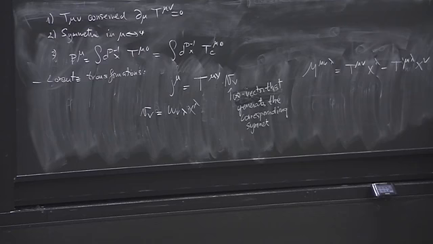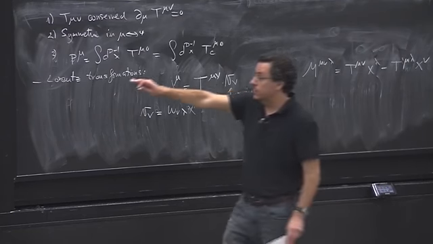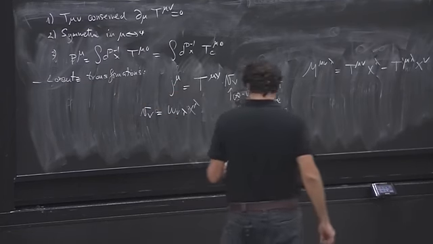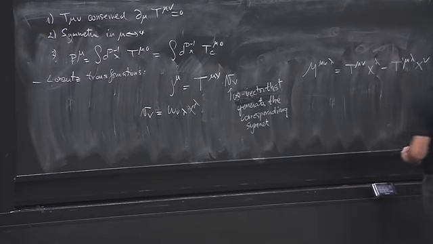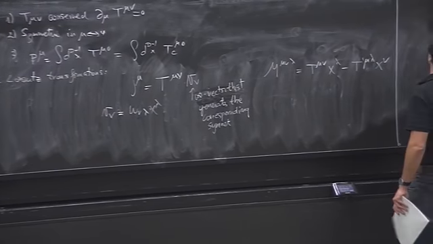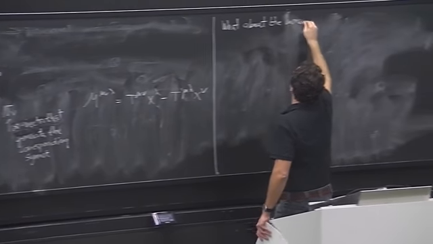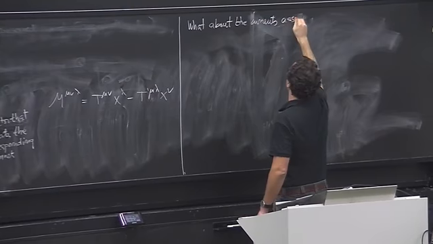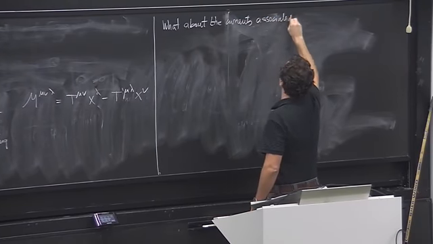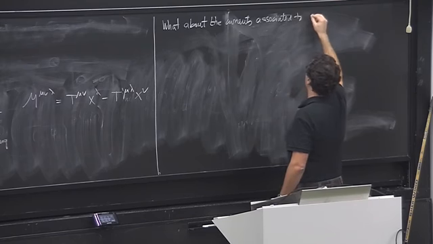Okay, so this was about vanilla Poincare transformations. We did translations, and now Lorentz transformations. So now the question is, what about conformal transformations? What about the currents associated to conformal transformations?